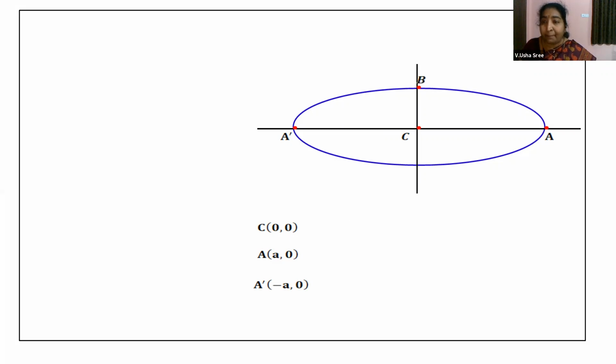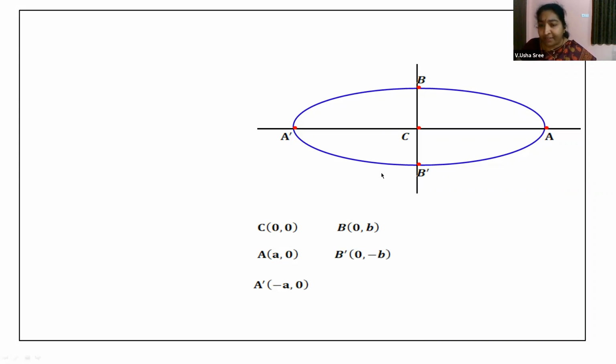Now likewise, B is a point on the y-axis. So the x coordinate will be 0. Therefore, B is equal to (0, b). And B dash is again on the y-axis. Therefore, the coordinates will be (0, -b).